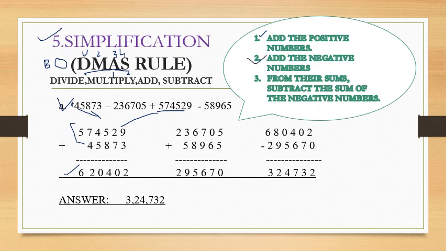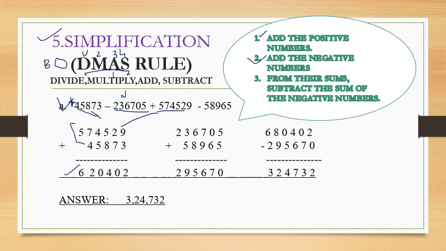Then the second step is to add the negative numbers. Negative numbers means before any number, we see the negative sign. Like here you can see 2,36,705, with a minus sign. So this is a negative number. Before the third number you can see a plus, so this is positive. If no symbol is mentioned there, we will consider it as a positive number, like the first number we have considered as positive.